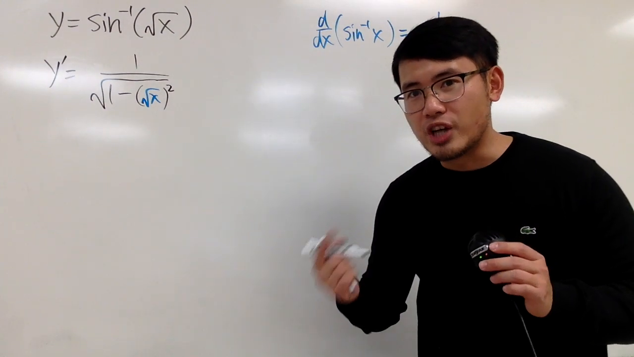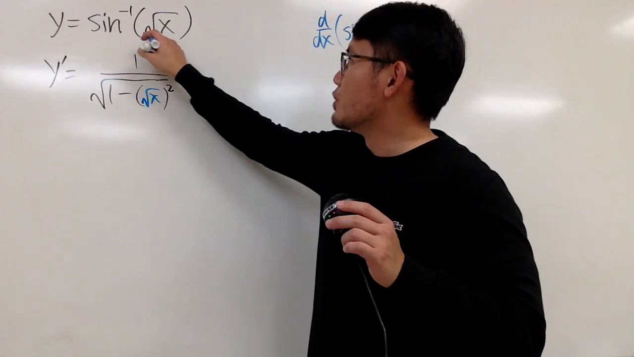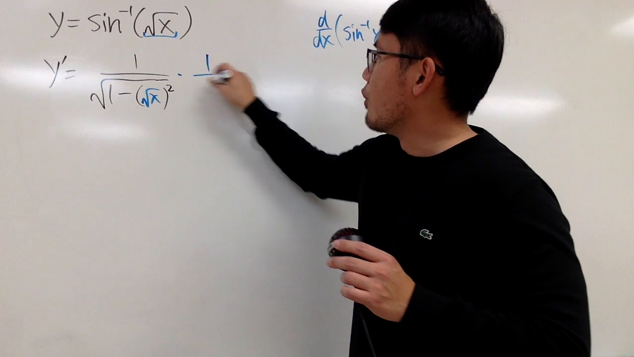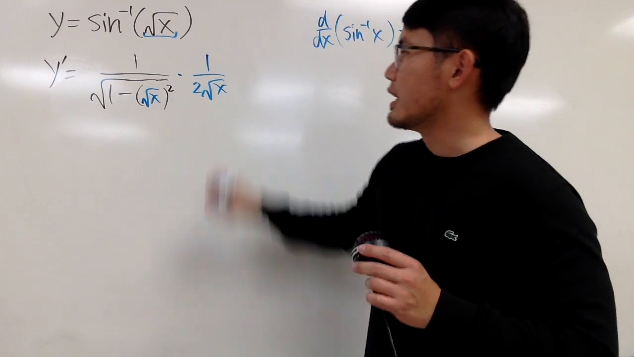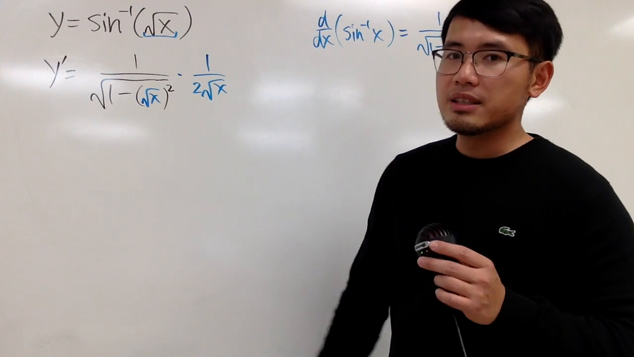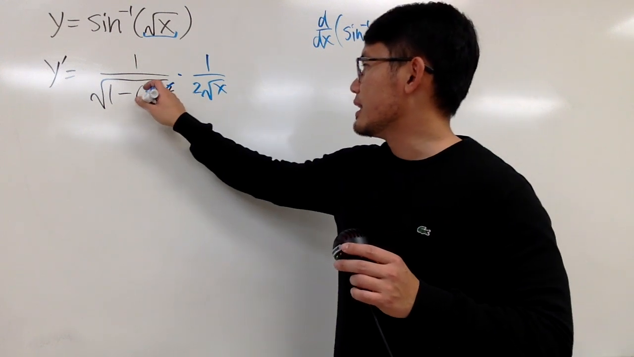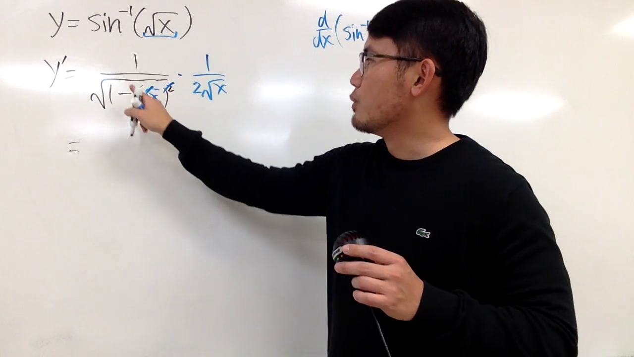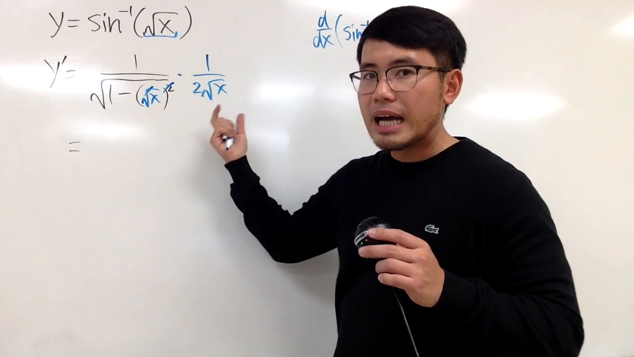Now, we are going to do the chain rule. We are going to multiply by the derivative inside. Derivative of square root of x is 1 over 2 square root of x. So that's what we have. Well, in the end, we just need to clean things up a little bit. Notice this and that cancel. So we just have 1 over square root of 1 minus x from this times that.